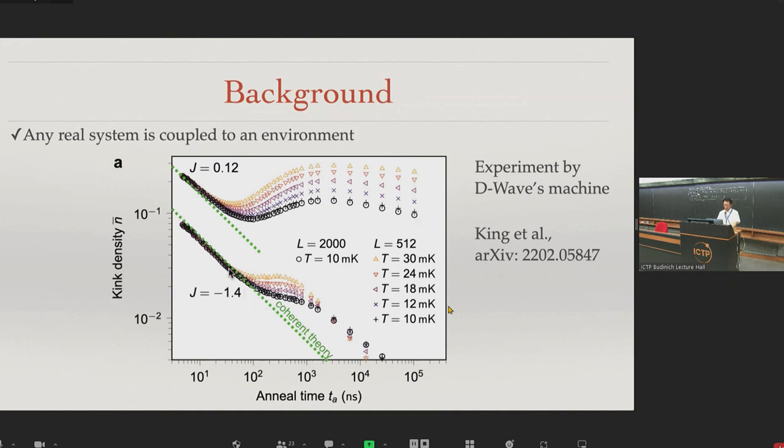These two data sets are for different strengths of couplings between spins. For short times, we can observe results consistent with the closed system. But for longer annealing times, the kink density deviates from the Kibble-Zurek scaling. So we want to focus on the behavior at these longer annealing times.